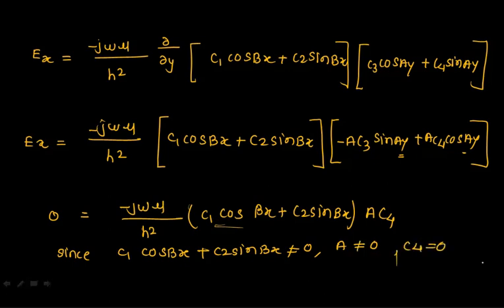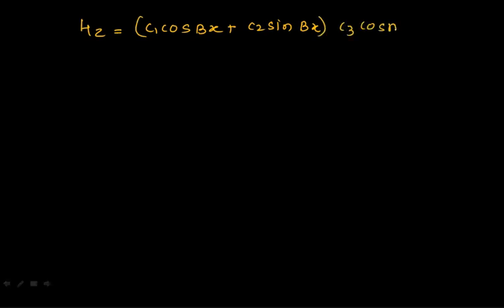So if you put this condition, the final hz equation will become C1 cos Bx plus C2 sine of Bx into C3 cos of Ay. ठीक है, so this is your equation 1 by putting C4 is equal to 0. Then the second condition is not here, top and bottom first considering.